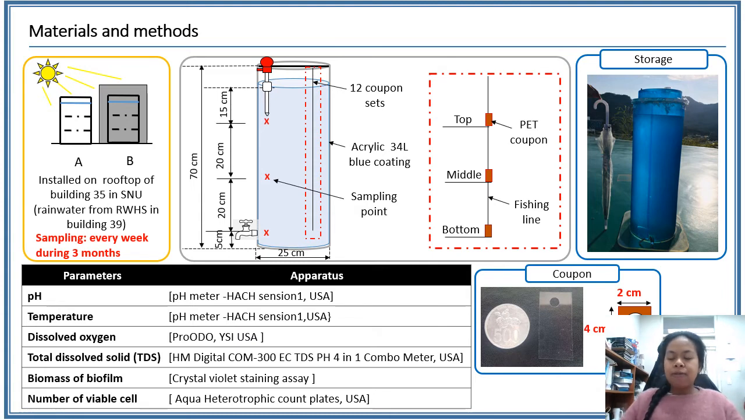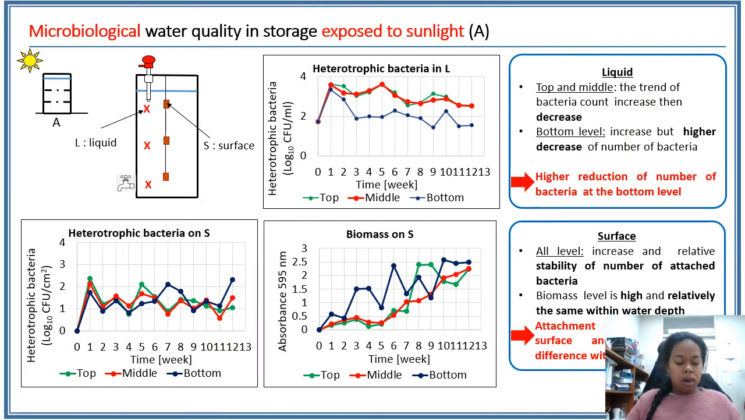On the right of our slide, you can see the picture of the storage, and here the polyethylene coupon. The parameters that we investigate are pH, temperature, dissolved oxygen, total dissolved solids, biomass of biofilm, and the number of viable cells. After implementing this step, this is the result of the microbiological water quality in storage exposed to sunlight.